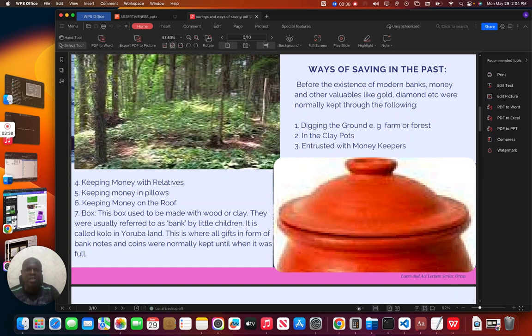This takes us to ways of saving in the past. Before the modern day, we have been saving. So before the existence of modern banks, money and other valuables like gold, diamond, and so on and so forth were normally kept through the following.